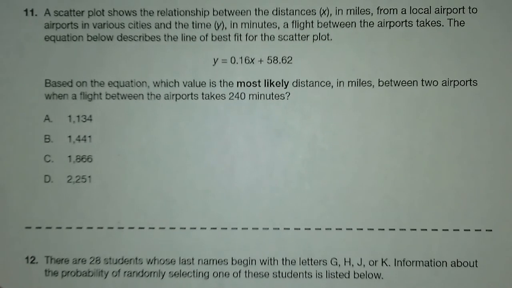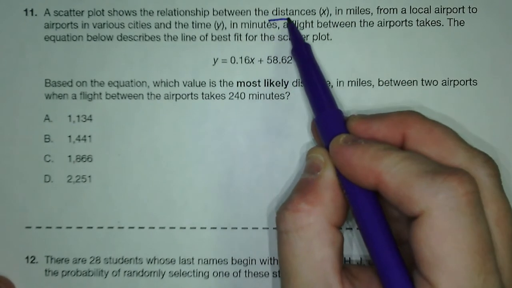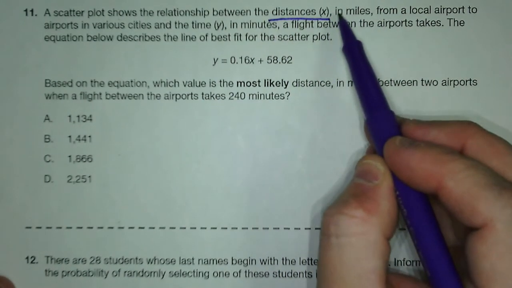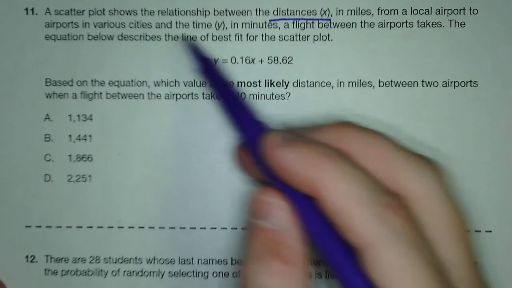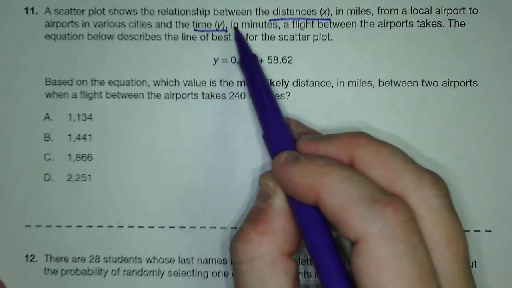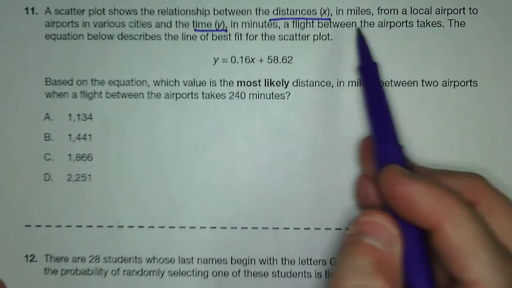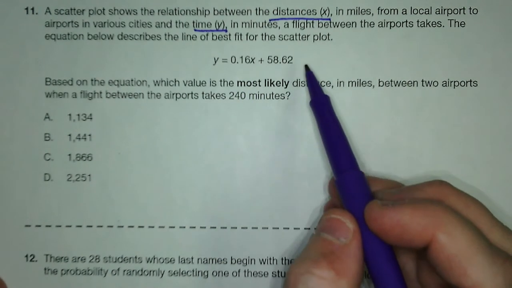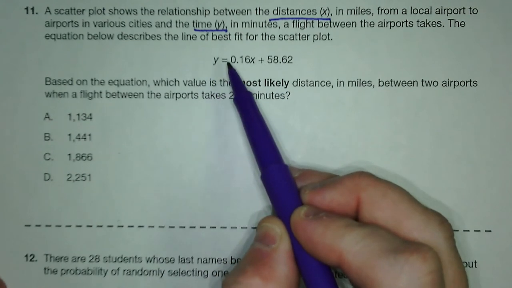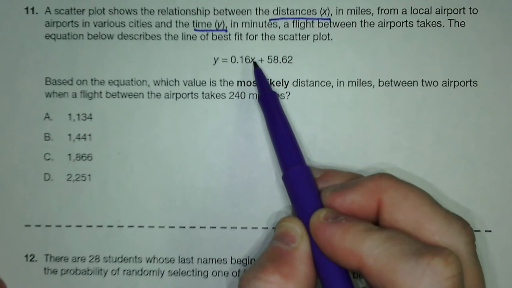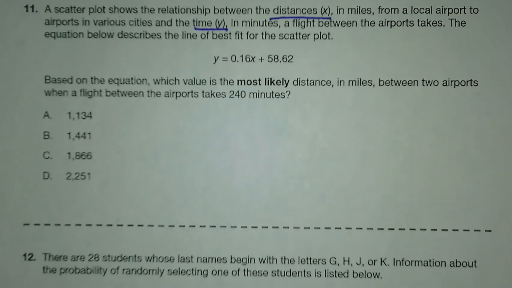Number 11. A scatter plot shows the relationship between the distances. So the distances, that's x in miles. So x is the number of miles from a local airport to airports in various cities, and the time y is in minutes. So y is the number of minutes, x is the number of miles. And then they give you an equation, which is always a good thing. This equation might as well say, the number of minutes equals 0.16 times the number of miles plus 58.62. Talk about a precise equation.